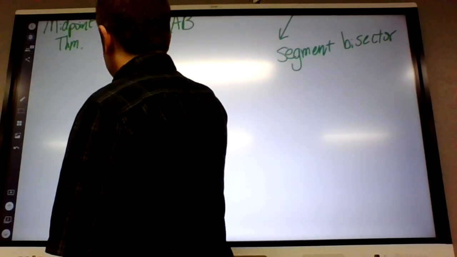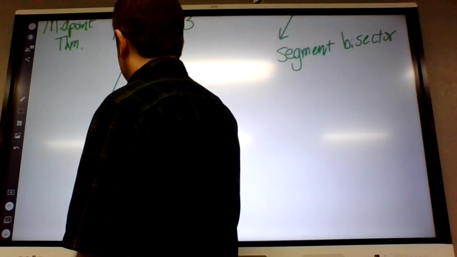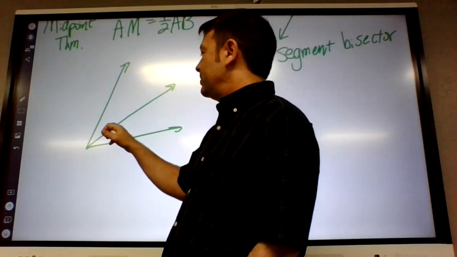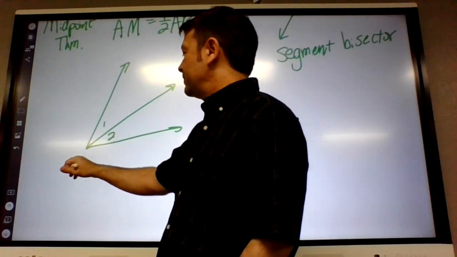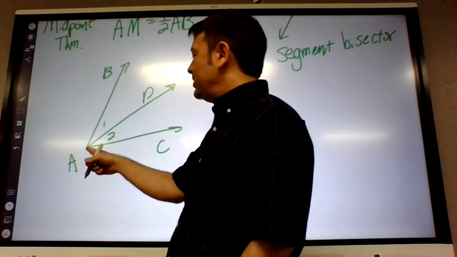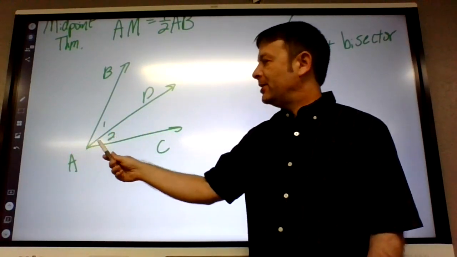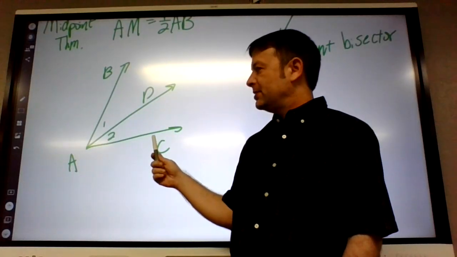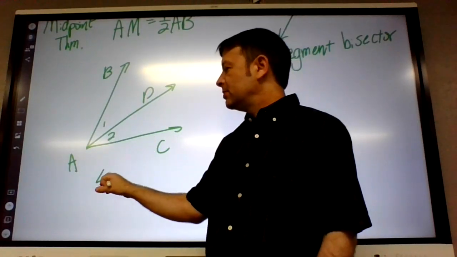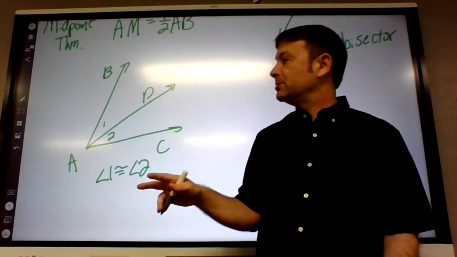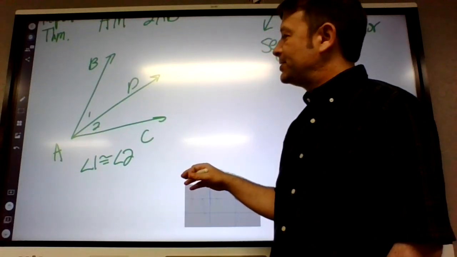There's also one for an angle bisector. What do you think an angle bisector would do? Cuts in two. So if AD, so it'd be like a ray. If ray AD bisects angle BAC, then guess what we know? Angle 1 is congruent to angle 2. Okay? That would be the definition of angle bisector.